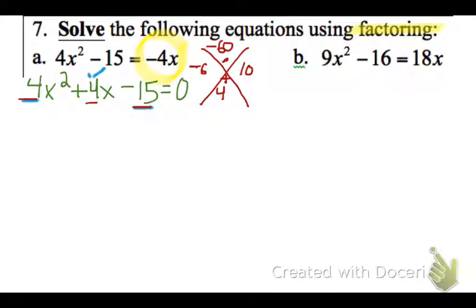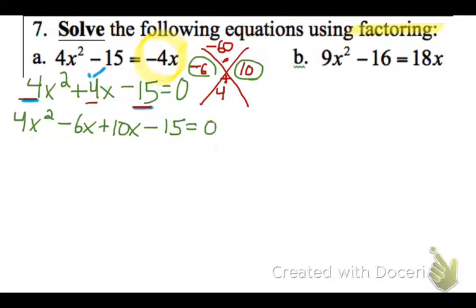So we can rewrite these three green terms. The first term stays put, 4x squared. We're going to write negative 6x plus 10x. That's how we're using this 10 and this negative 6. And then minus 15 equals 0. And then we factor by grouping. We're going to group these first two terms and group these last two terms, and take the greatest common factor out.